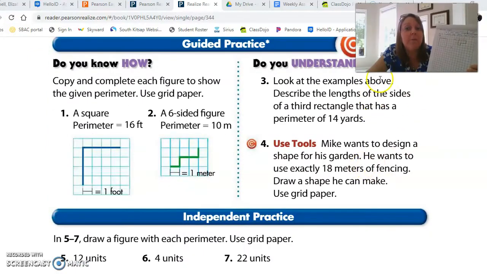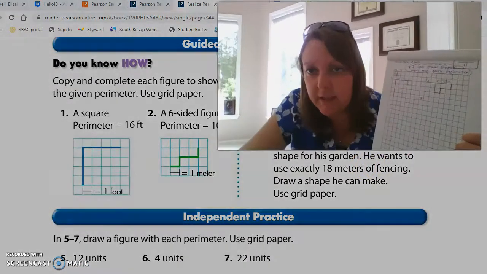Now, I'm going to teach you a very, very big tip, and this will be helpful for the rest of the time of drawing.